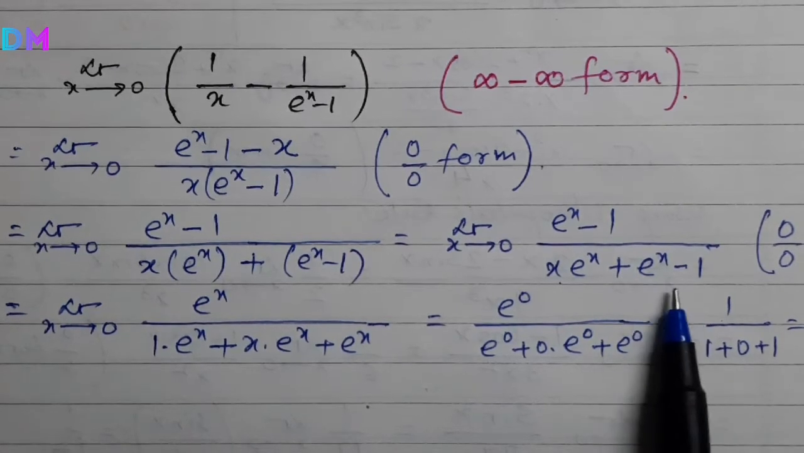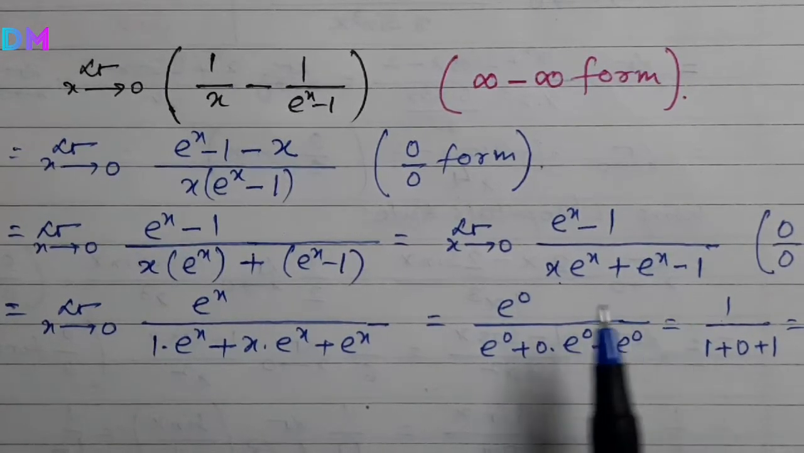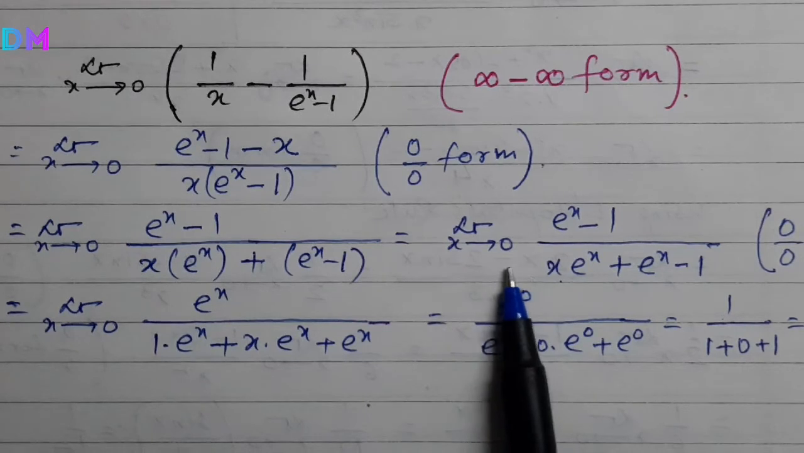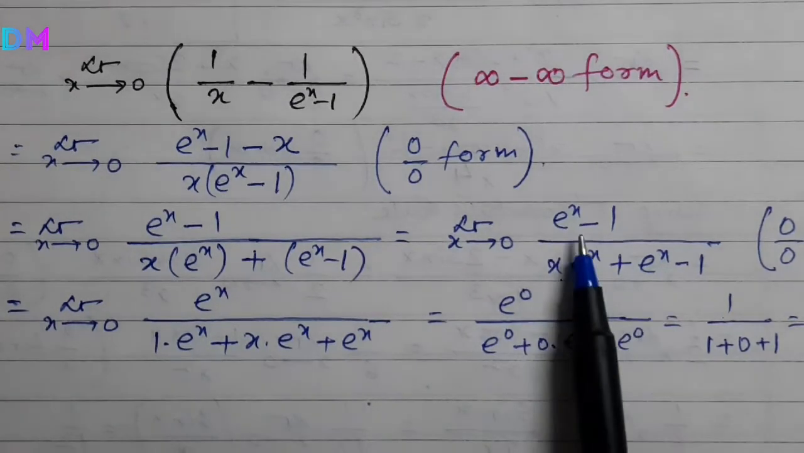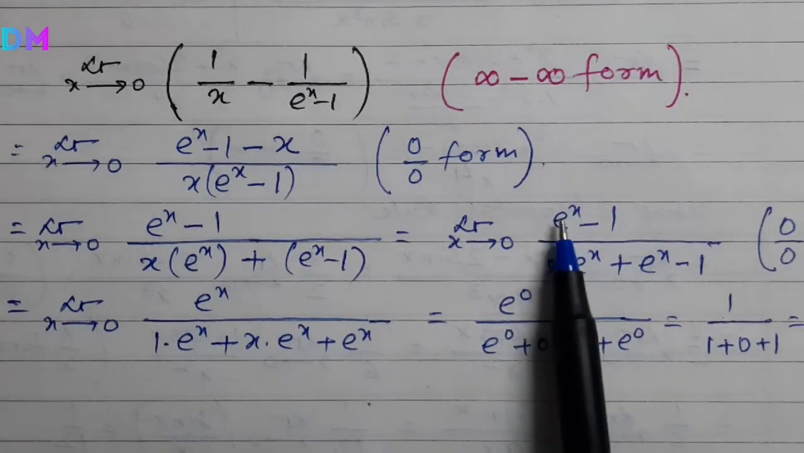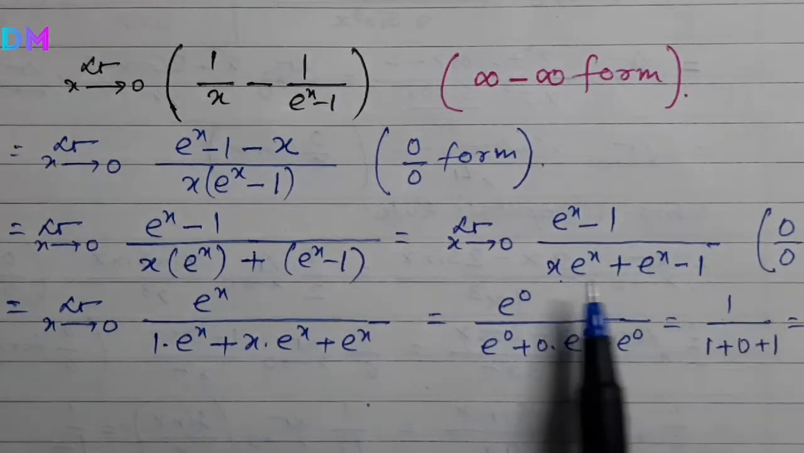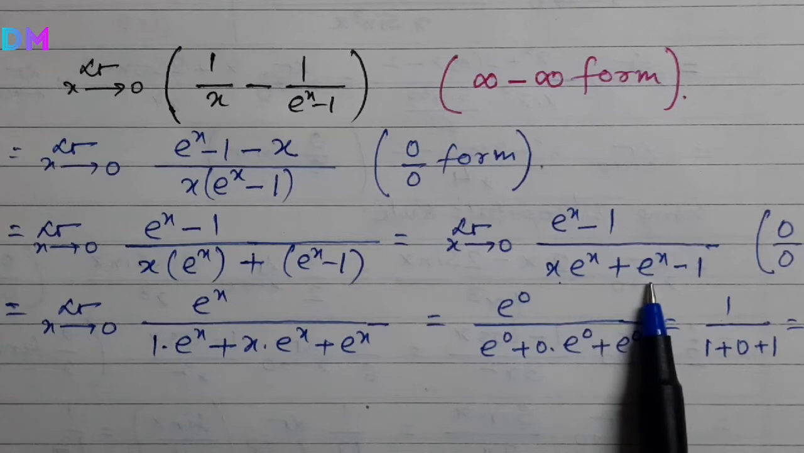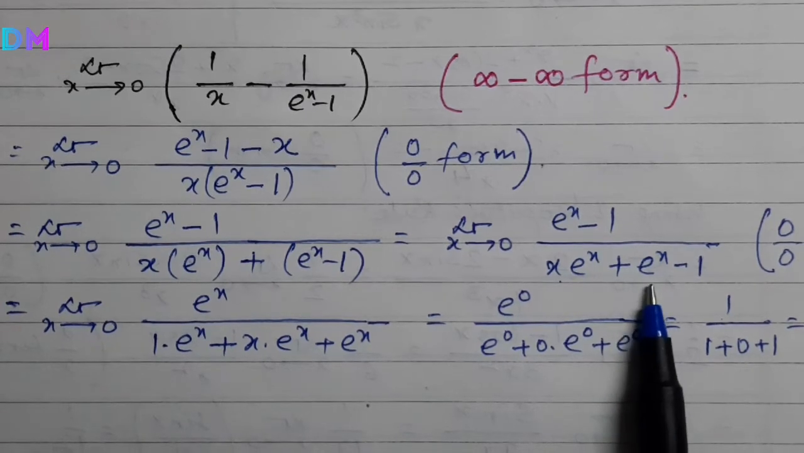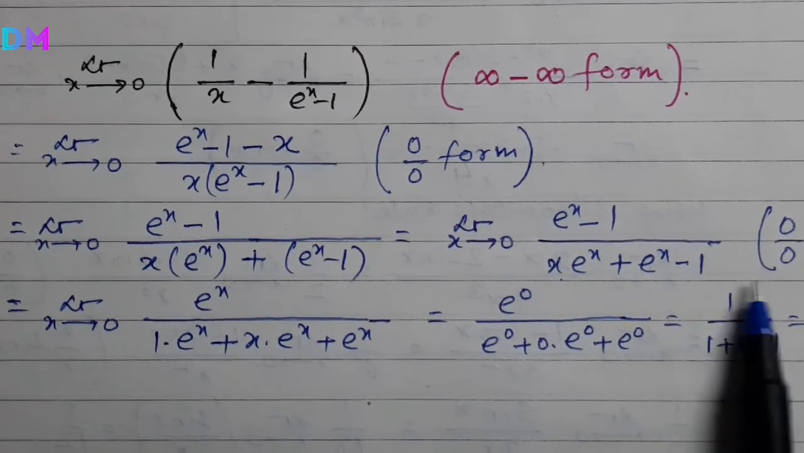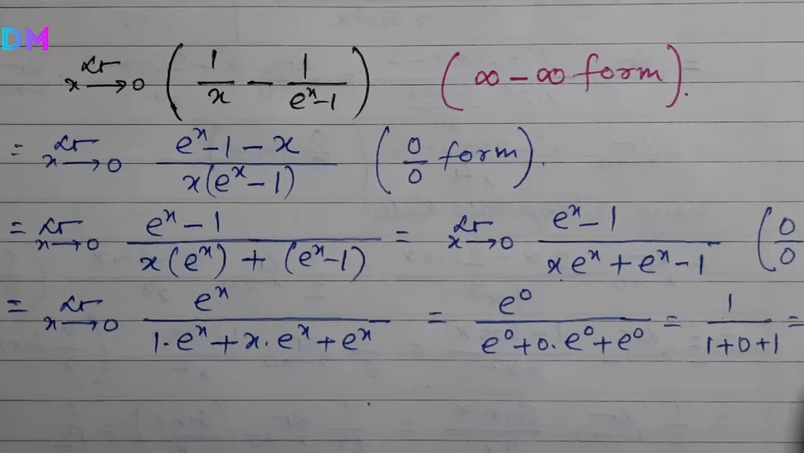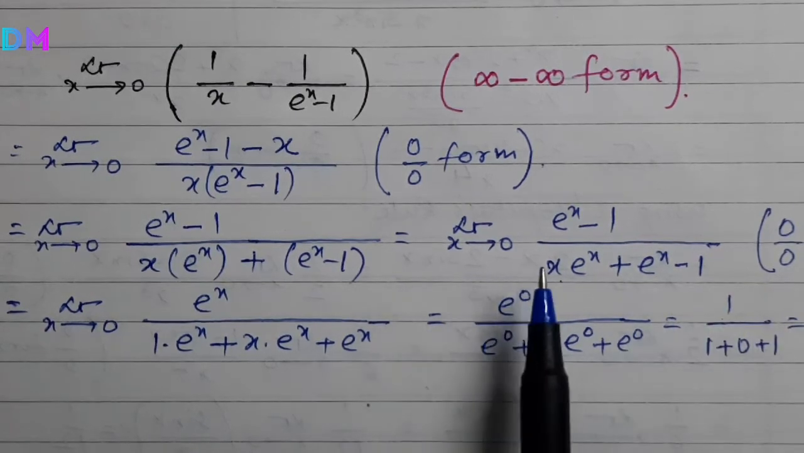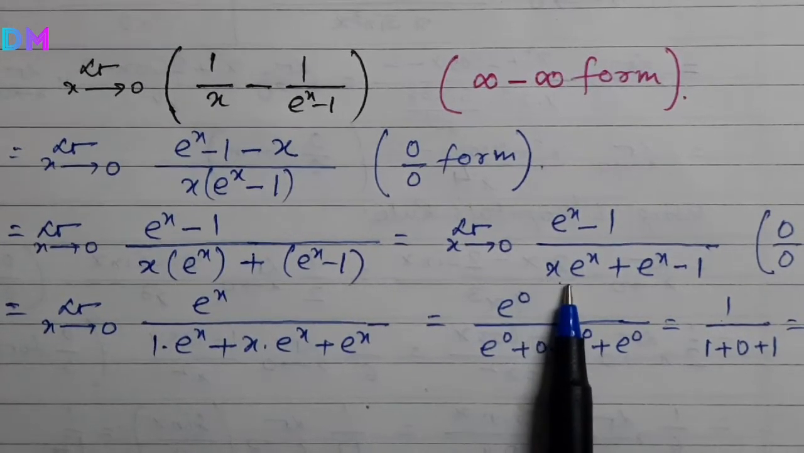So this is plus e to the power x minus 1. Now again if I put x equals to 0, this is e to the power 0, which means 1 minus 1, this is 0, and in the denominator 0 plus 1 minus 1, because e to the power 0 is equal to 1, so it is again coming 0 by 0 form. So therefore again we will apply L'Hopital's rule.